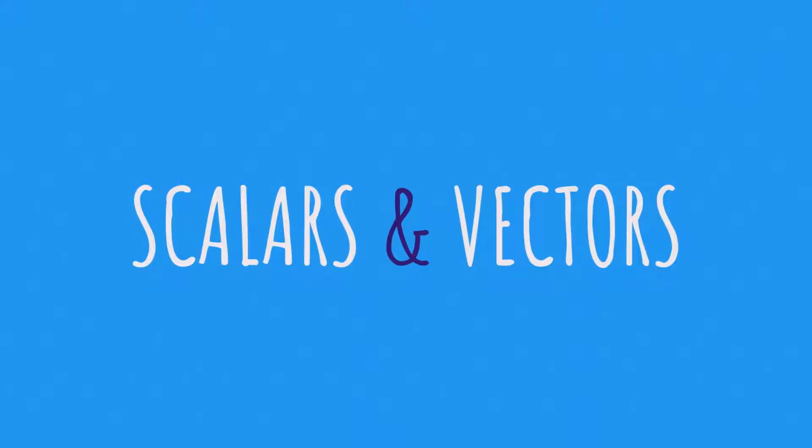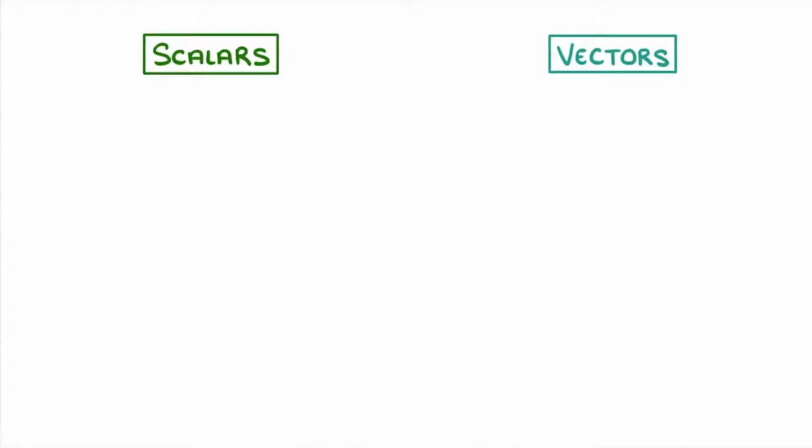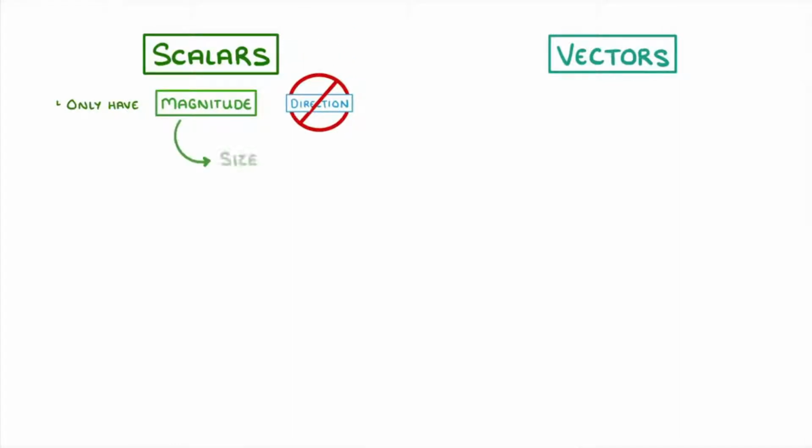In today's video, we're going to look at the difference between scalar and vector quantities, which can also be called scalars and vectors. Scalars are physical quantities that only have a magnitude, but no direction. And remember, magnitude is just another way of saying size, and so it can be measured with a numerical value.